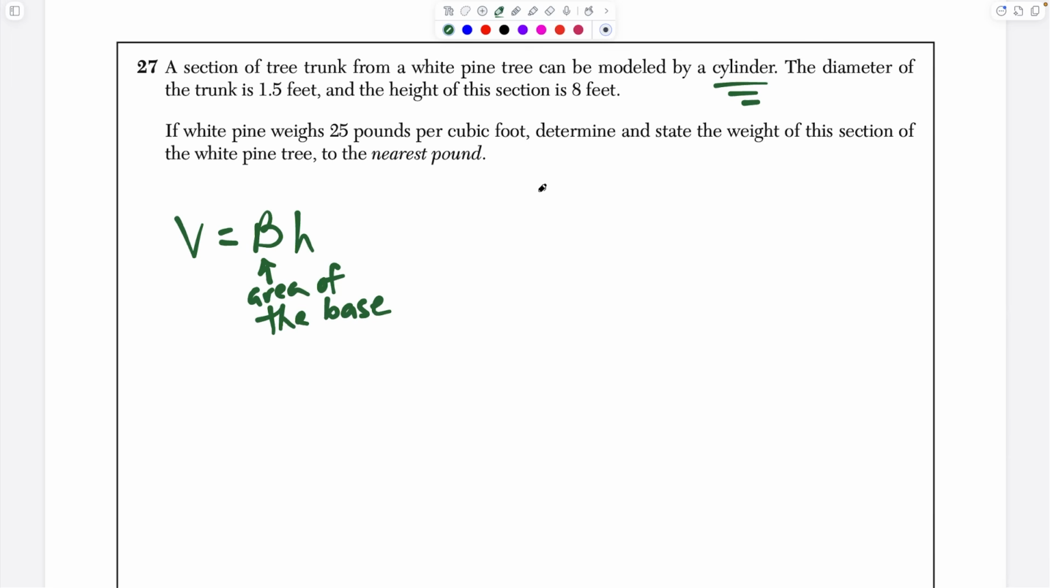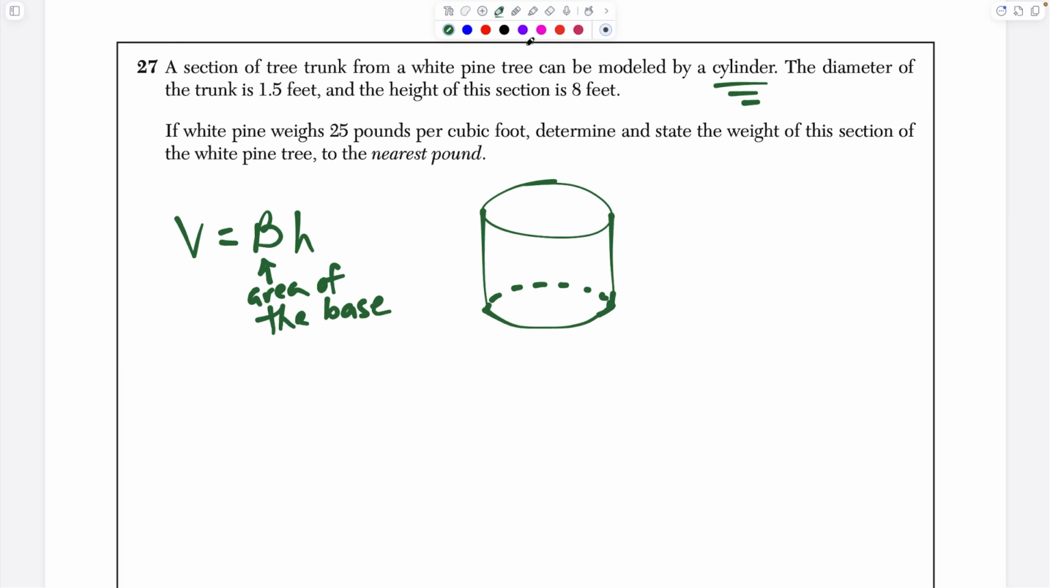But let's think about what a cylinder is. So a cylinder, let me just make this nice, is made up of, we have a circle, and then we basically have a stack of circles, and all of the circles have the same dimension, okay, same radius all the way from top to bottom. So this could model the trunk of the white pine tree.